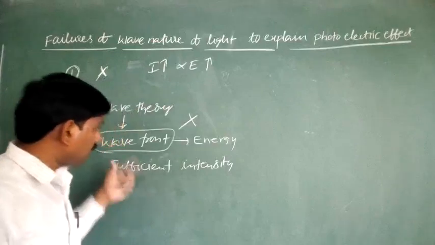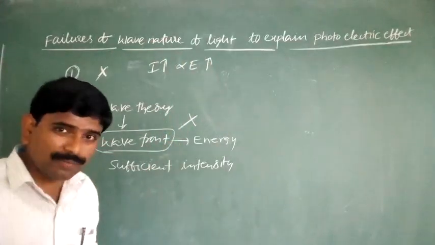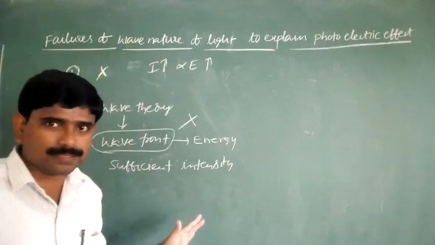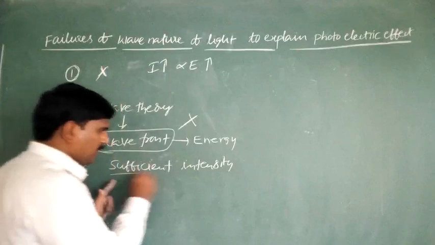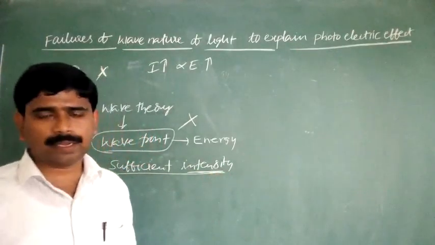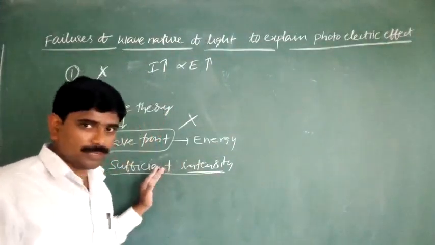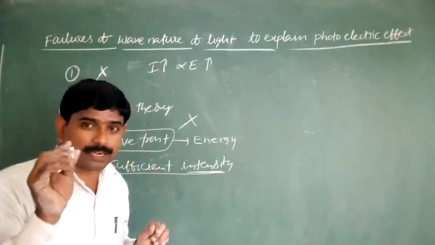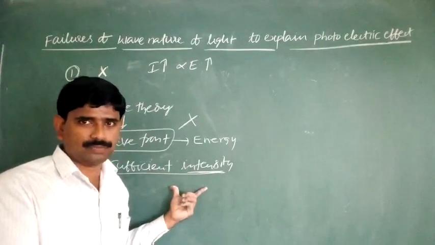Third one. According to the wave theory, when sufficient intensity of the radiation is incident on the photoelectric metal, those free electrons gain the energy and come out from the metal surface. In the case of the wave nature of light, the threshold frequency term does not exist. Sufficient intensity of the radiation incident on the metal emits electrons, so the threshold frequency does not exist according to the wave nature of light.